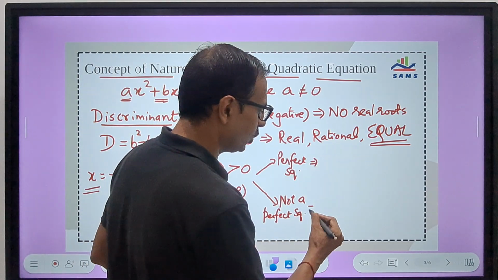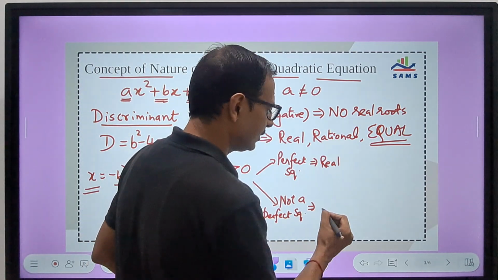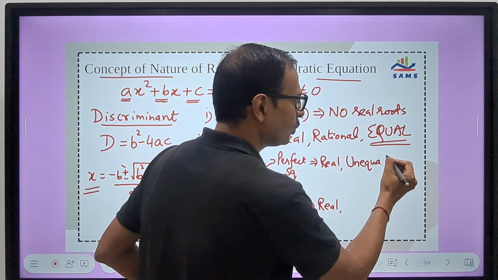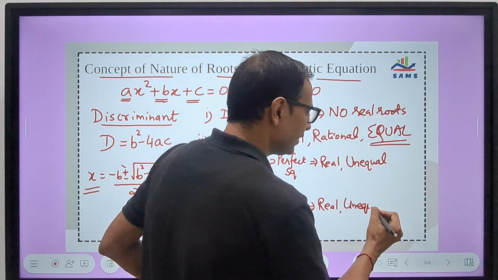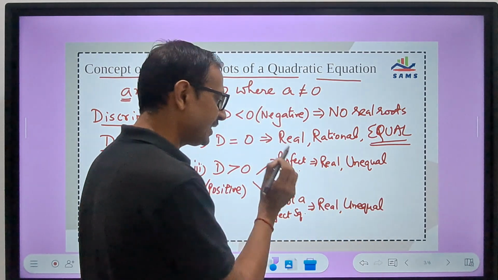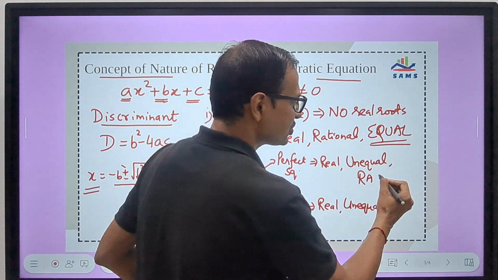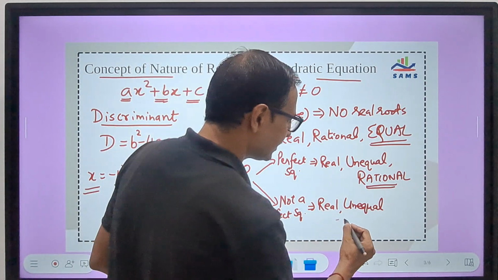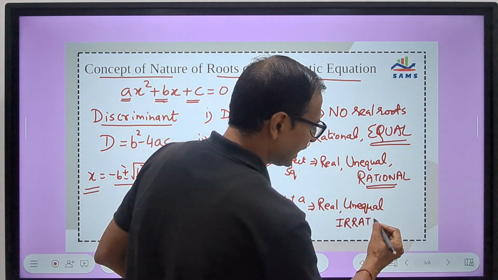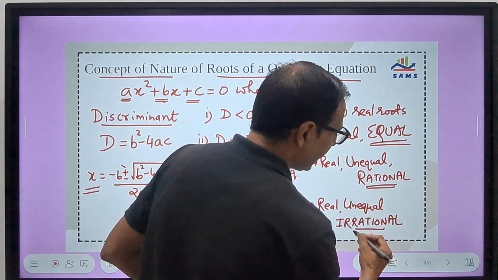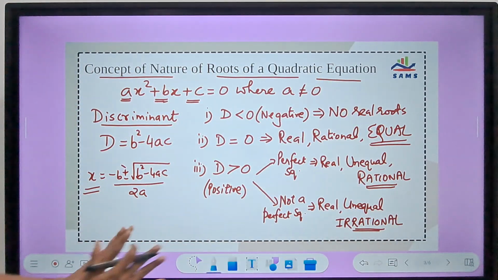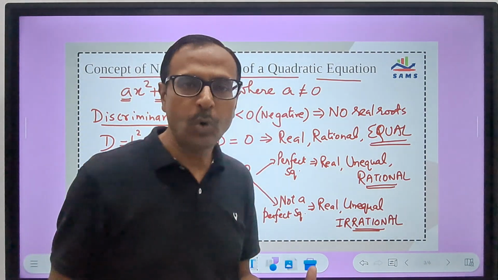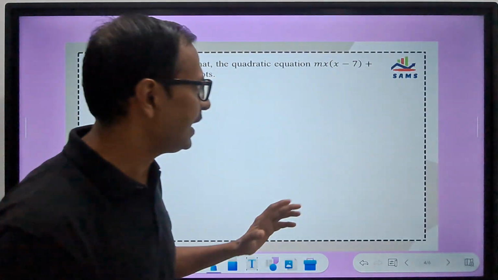The roots in both cases are real. The roots in both cases are unequal, that means there will be two different values, but the distinction between these two is, in this case the roots will be rational, that means there will not be any square root in the answer, whereas in this case the roots will be irrational, that means you will have a square root in the answer. Now this is the nature of the roots of a quadratic equation. So we can apply this concept now, and we will know what type of roots a particular quadratic has.